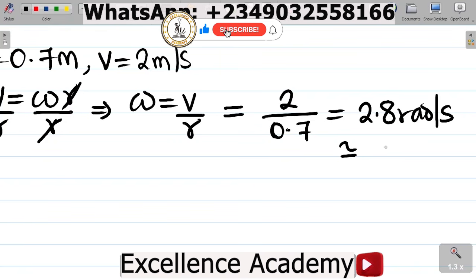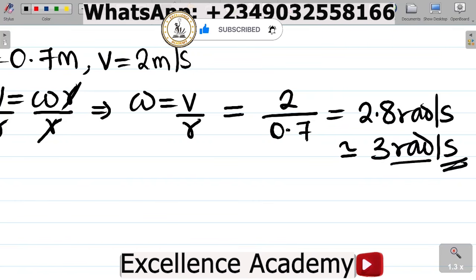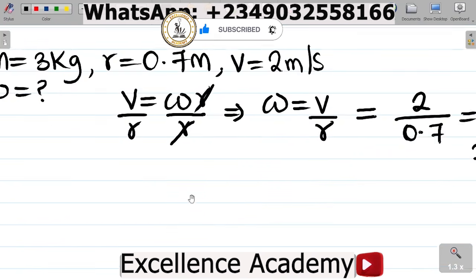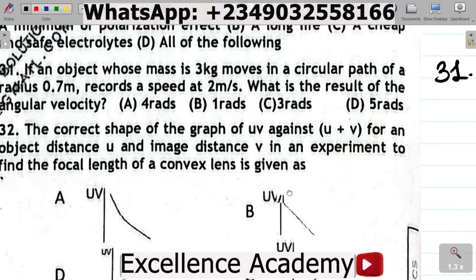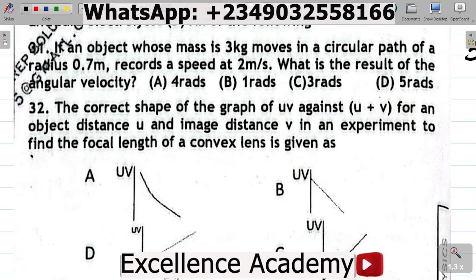Approximate this to the nearest whole number. That gives you 3 rad per second, where rad is simply radians. So the answer there is 3 radians per second. So for question 31, the answer is 3 rad per second, Option C. That's the correct answer.